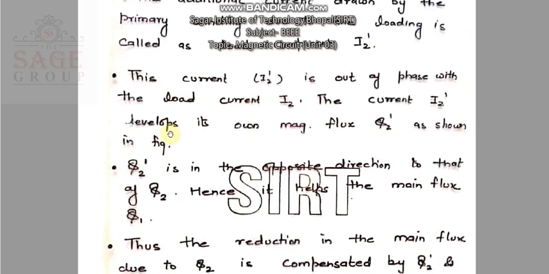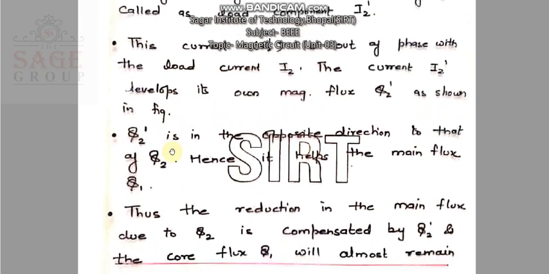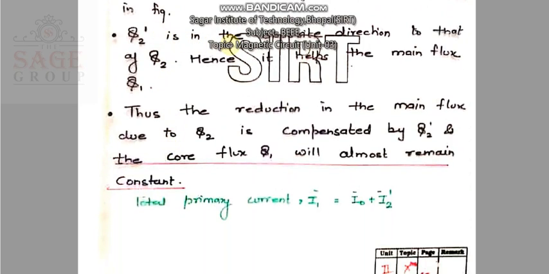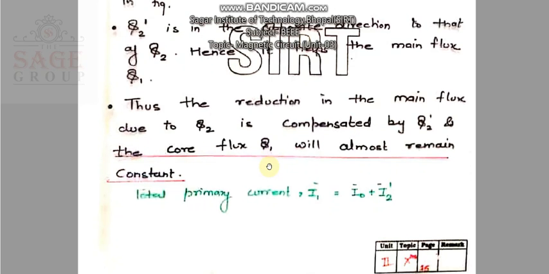The current I2 dash developed its own magnetic flux I2 dash as shown in the above figure. Now this I2 dash is in the opposite direction to that of phi 2. Hence, it helps the main flux phi 1. Thus, the reduction in the main flux due to phi 2 is compensated by phi 2 dash, and the core flux phi 1 will almost remain constant.